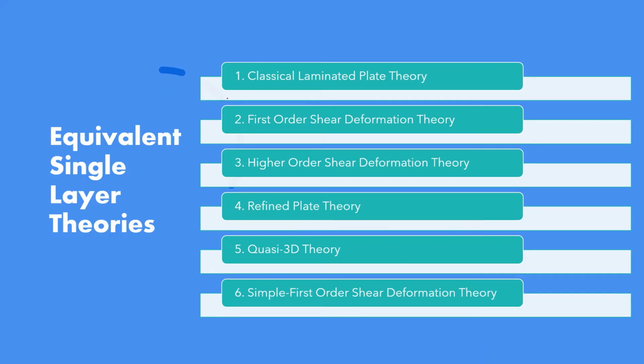In equivalent single layer theories, there are various categories. One is the classical laminated plate theory, which we can see here. Another is first order shear deformation theory. It is also an equivalent single layer theory. Then there are higher order shear deformation theories, refined plate theory, quasi three dimensional theory, and simple first order shear deformation theory. All these theories lie in the category of equivalent single layer theories, or we can say smeared laminate models. We will see all of these one by one.